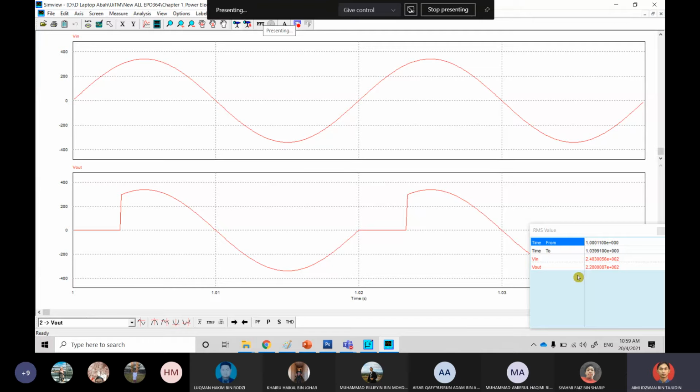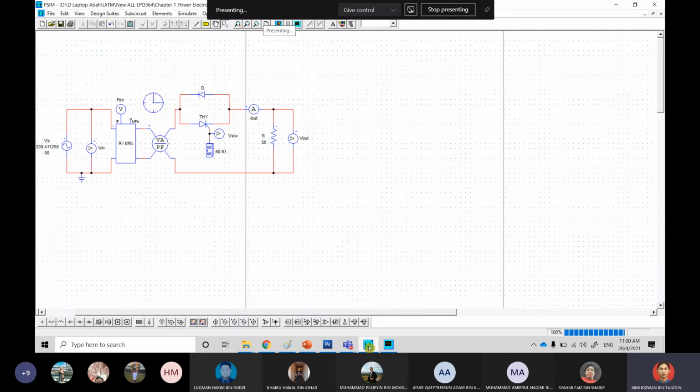Okay, so from this simulation I just want to highlight here by controlling the switching devices, we can get the different value of RMS voltage. So dekat sini saya klik saja RMS. So V in saya RMS dia adalah 240, but V out saya RMS dia hanyalah 228. So this is one of the technique lah. Okay. Tapi saya masih lagi nak tanya kamu. So what do you understand by the means of uni tadi?